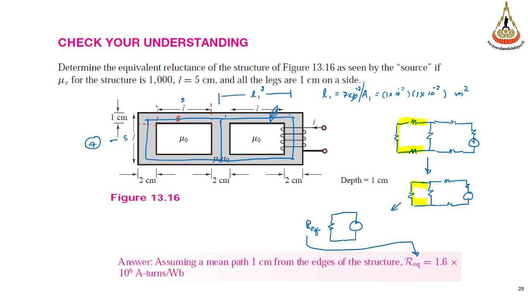So if you can calculate all the reluctances, and then finally you get the total equivalent reluctance of this value. Okay, it's okay for you, right? Maybe this evening you try it.